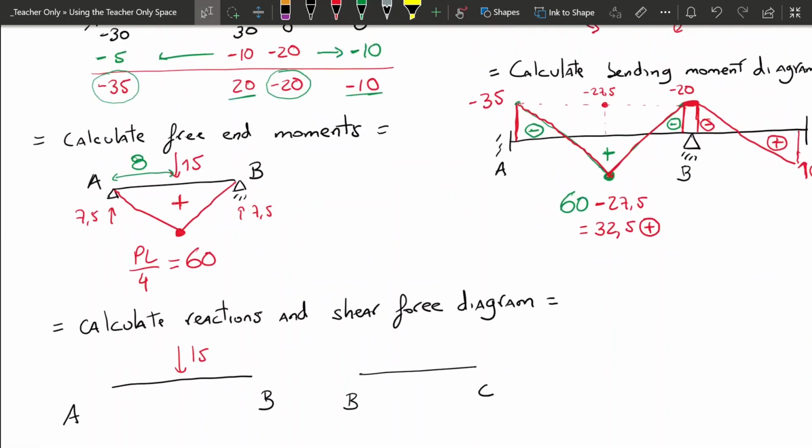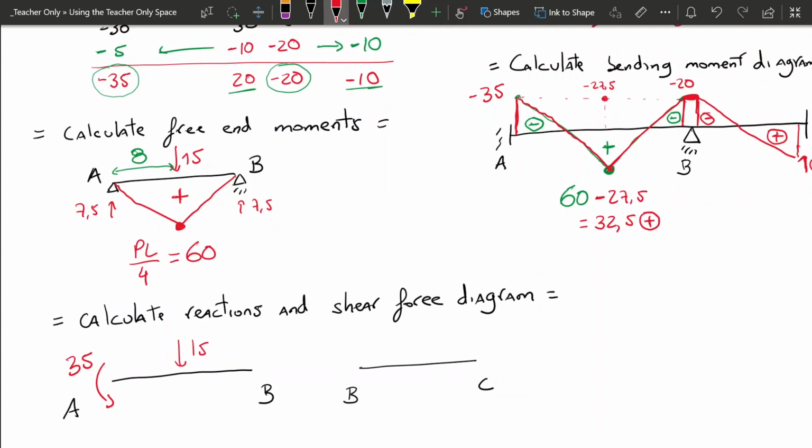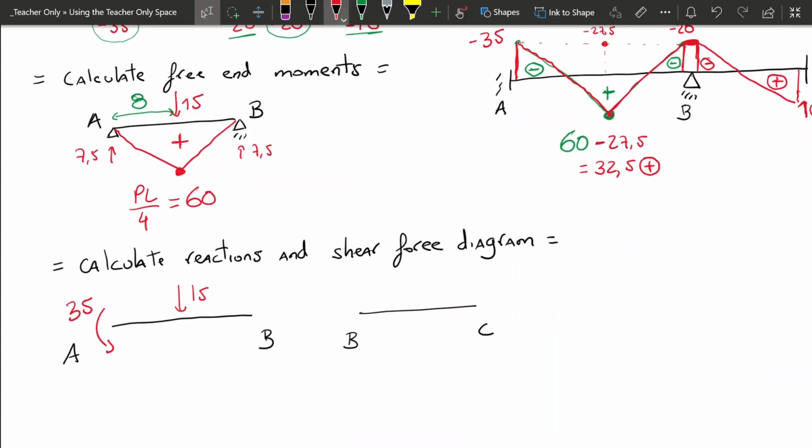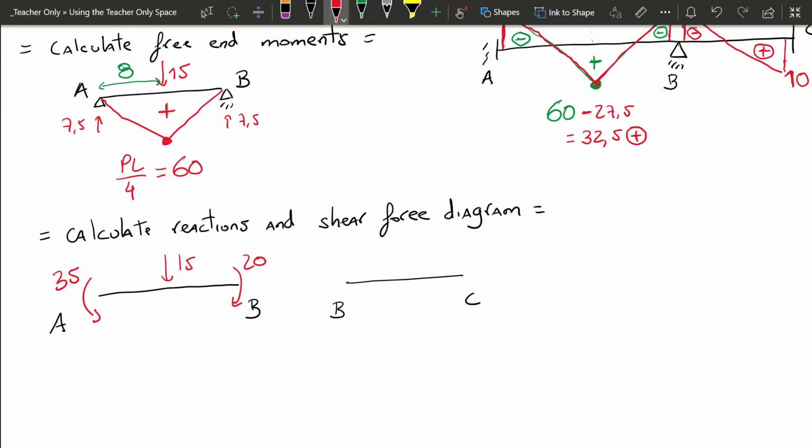So we get minus 35 here at AB, which looks like this. And then we get 20, and again, it's a moment that looks like this. So they're both negative in the context of bending moments. And then we have minus 20 and minus 10. So in this case, minus 20 would look like this. And then minus 10 will also look like that. I'm just going to draw it like this.